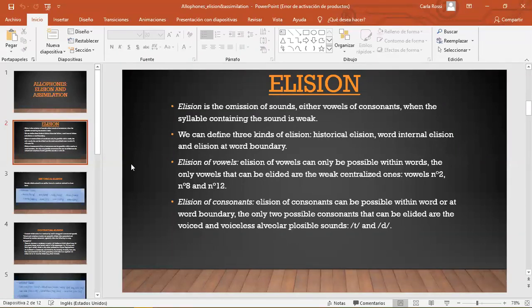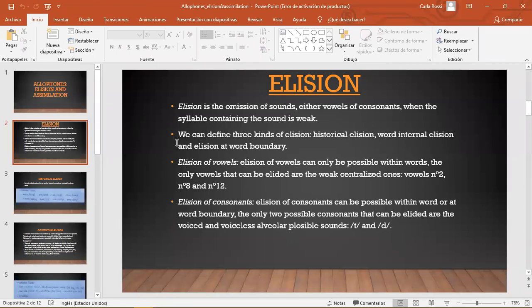Then we have elision of consonants, which is possible at word boundary as well as within words, okay? And the only two consonants that can be elided, that can be omitted or elided, as the material says, are synonyms for explaining the omission of sounds. So you can either say is omitted or is elided. Okay, good. So the only two sounds that can be elided or omitted are the voiceless and voiced alveolar plosive sounds. Okay, that's regarding which kind of sounds can be omitted.